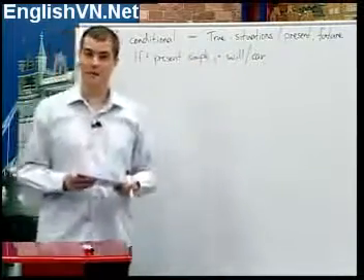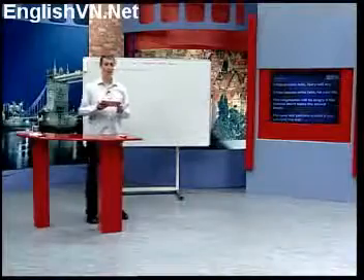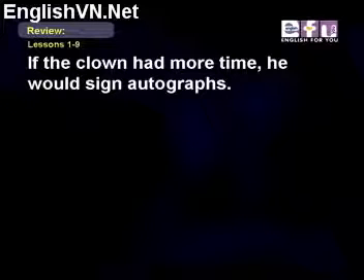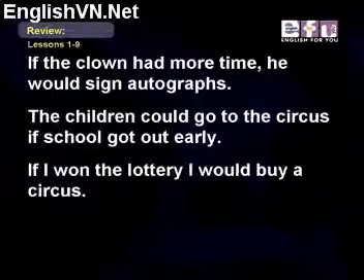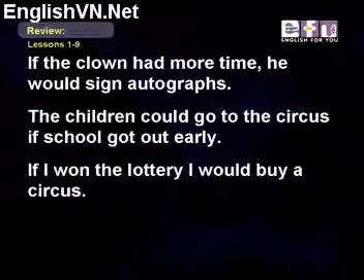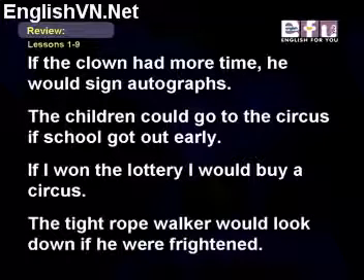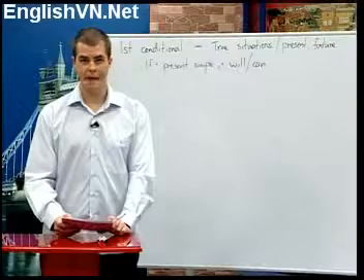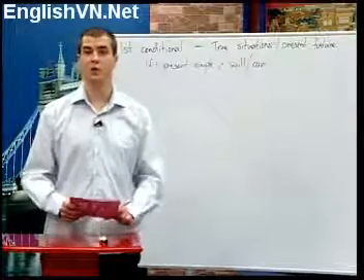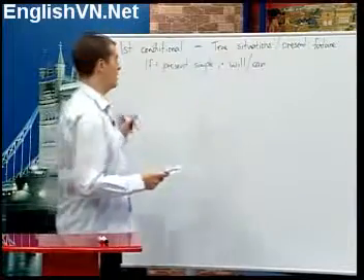Okay, let's look at the second conditional now. If the clown had more time, he would sign autographs. The children could go to the circus if school got out early. If I won the lottery, I would buy a circus. The tightrope walker wouldn't look down if he were frightened. Second conditional is used for contrary to fact situations in the present or the future, or untrue situations.